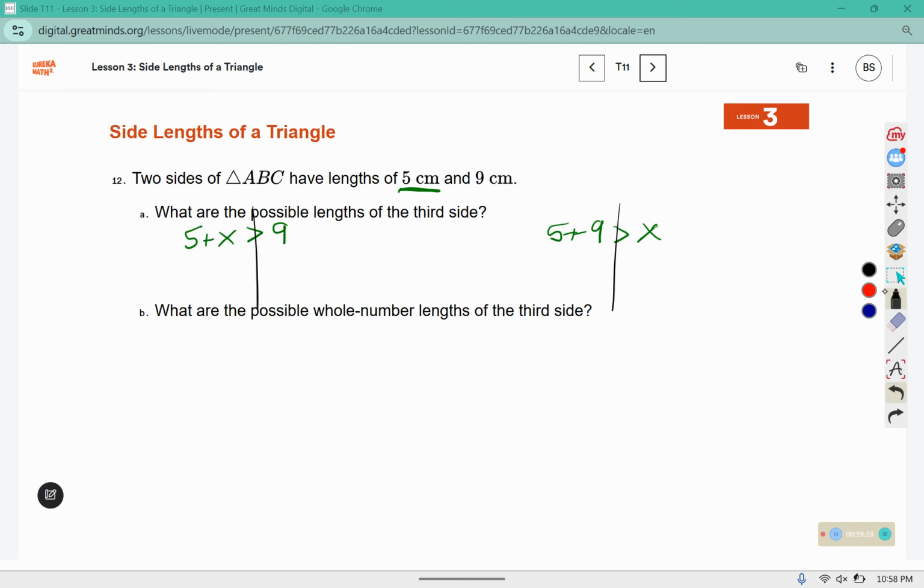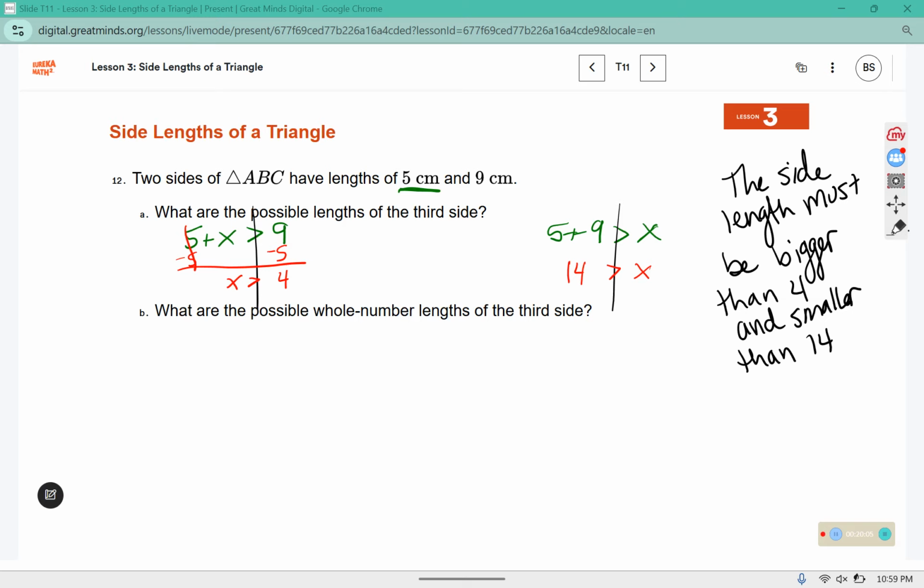Now we're going to solve them as if they were equations. So we'll subtract 5 from both sides here. 5 minus 5 is 0. 9 minus 5 is 4. The symbol is preserved because we haven't multiplied or divided by a negative. Over here, 5 plus 9 is 14. And again, we haven't multiplied or divided by a negative. So x can be bigger than 4 or smaller than 14.